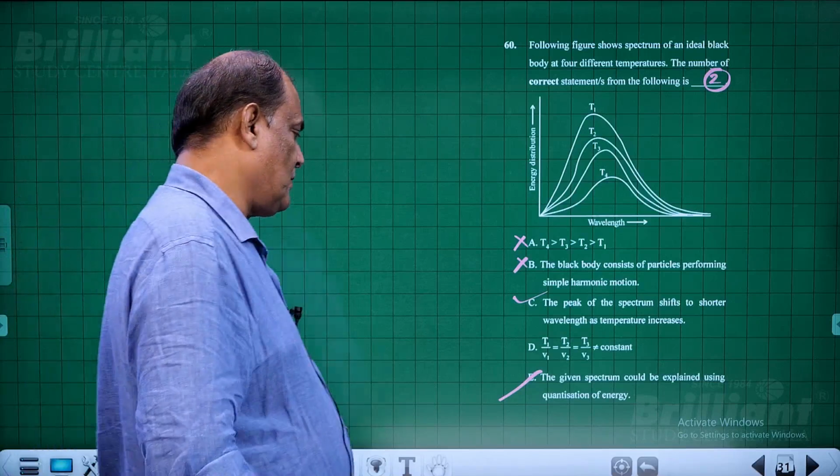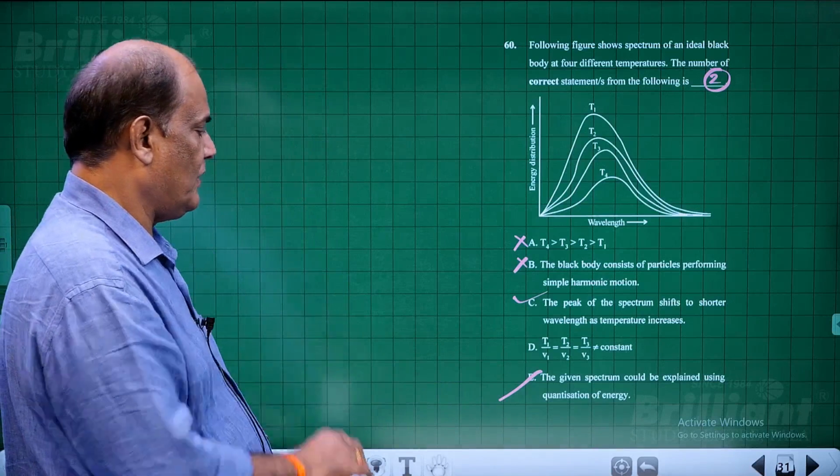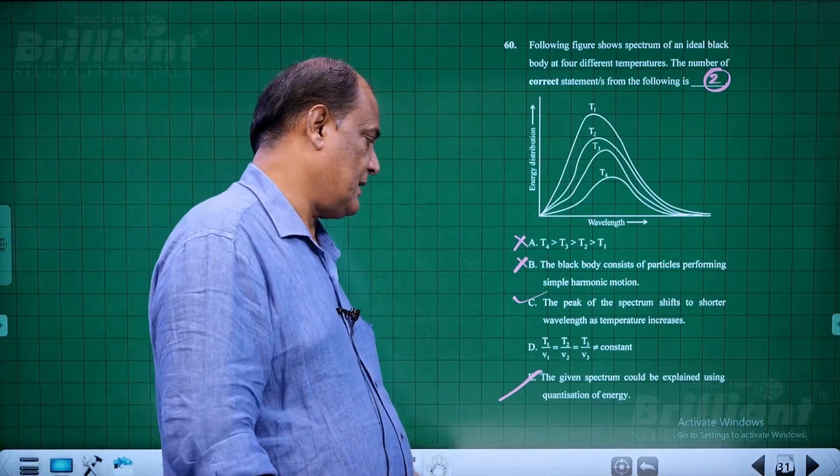This is not correct. V1 by T1, V2 by T2 is equal to V3 by T3, not a constant. Complete.